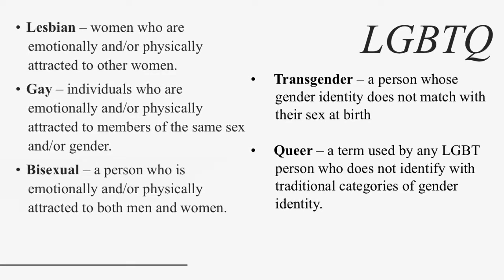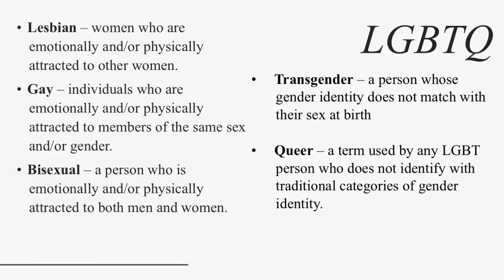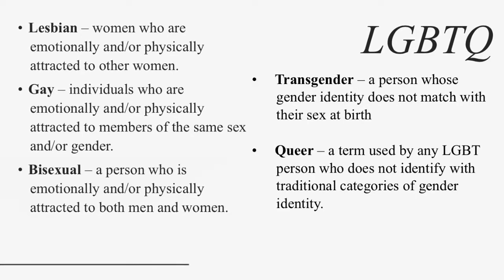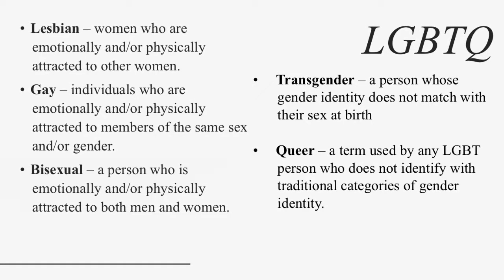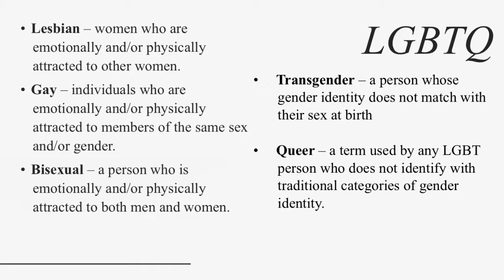Next is B for bisexual. Bisexual refers to a person who is romantically attracted to people of both sexes, male and female. T stands for transgender. Transgender refers to a person whose sex does not match their identity. And we're going to talk more about this idea in a moment.